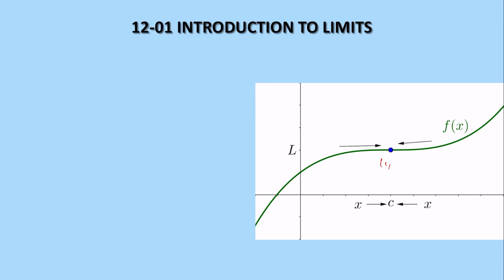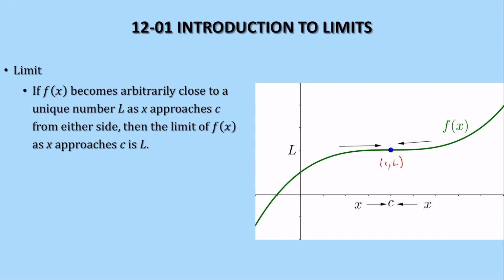This point is C, L. A limit is if the function becomes arbitrarily close to a unique number L as x approaches C from either side, then the limit of f of x as x approaches C is L. So in other words, as we travel along the function towards where x is C, so x is getting close to C, then y is getting close to L. That is all it's saying.